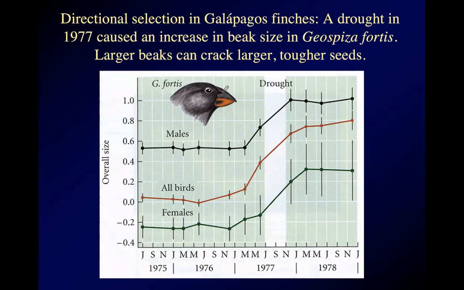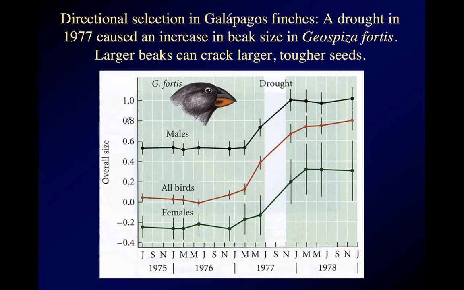G. fortis is one of the large-beaked finch species. And they trapped a bunch of birds on one of the islands. I think it's the one called Daphne Major. They measured beak size. And in fact, they measured several beak dimensions and combined them into a single number called the first principal component.